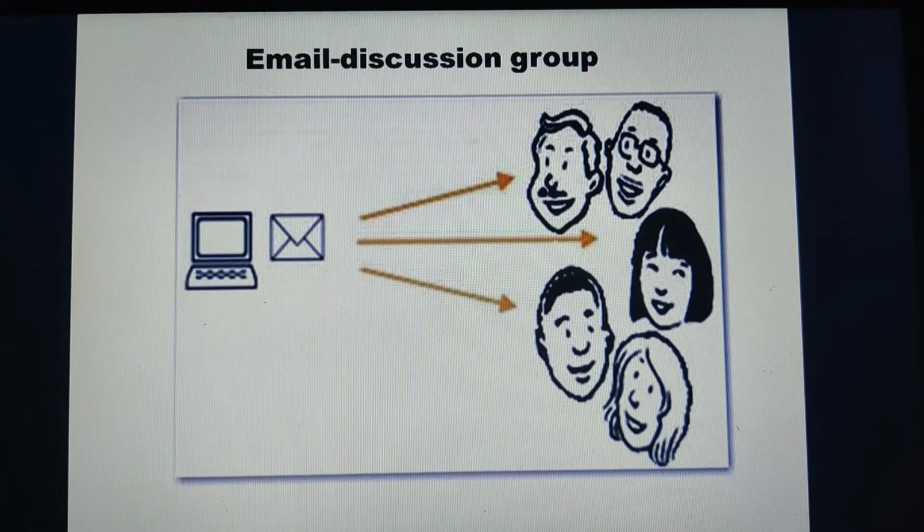For example, when you subscribe to an email discussion group, your email address will be added to that group's mailing list. Henceforth you can send one mail to the discussion group, and it will be automatically delivered to all the members of that group. Suppose there are 20 members, and you send one mail to discuss some topic. That mail will be received by all 20 members of that group.